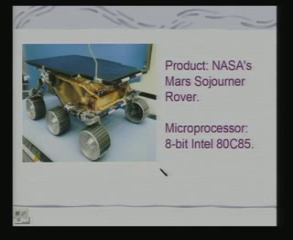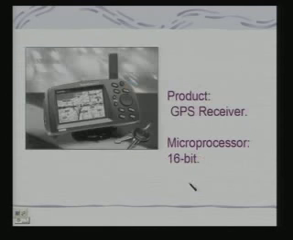There is another example. This is NASA's Mars rover, and this is an older robo. It's a mobile robo, and it uses an 8-bit Intel microprocessor. In fact, 80C85 is a variant of the 8085 microprocessor which you may be familiar with, and this is a robo which moved on Mars.